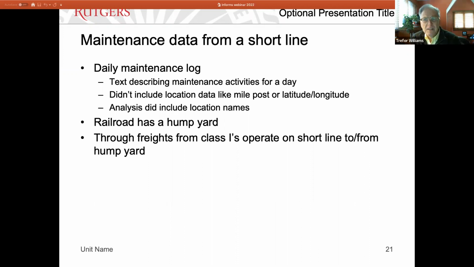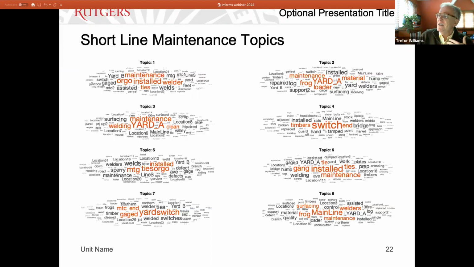So let's see where their activities are. We have locations, and we have the type of maintenance in the topics. Now, we had to hide the names. I had to change all the names. But Yard A is their hump yard, so obviously they do a lot of their maintenance work there. The main line, which is topic 8. There's welding topics. Switch maintenance is a topic. And some locations get picked up.